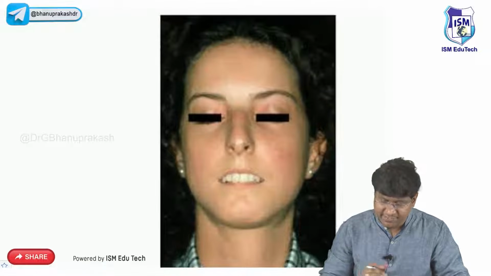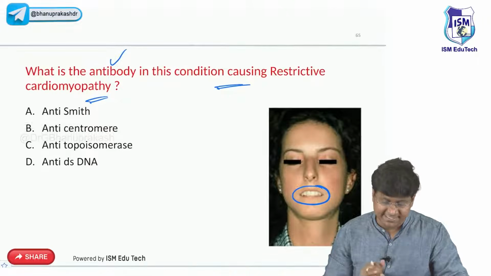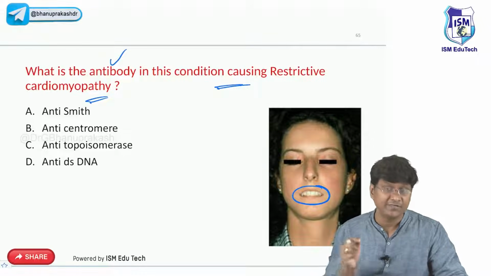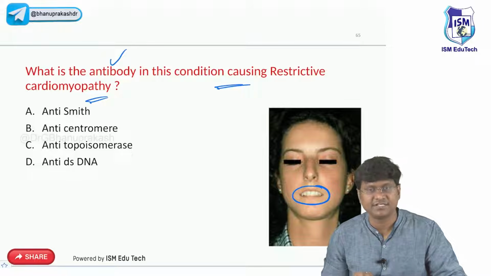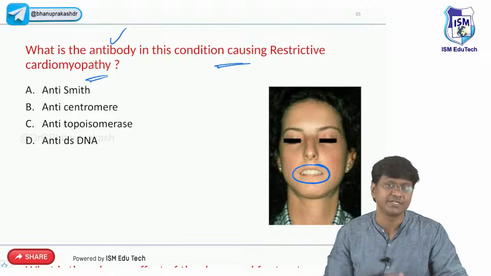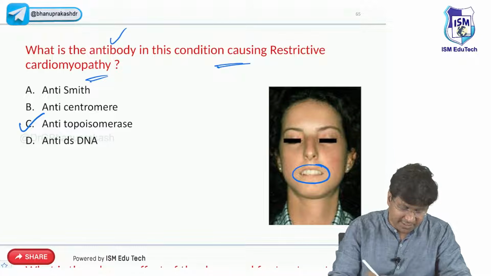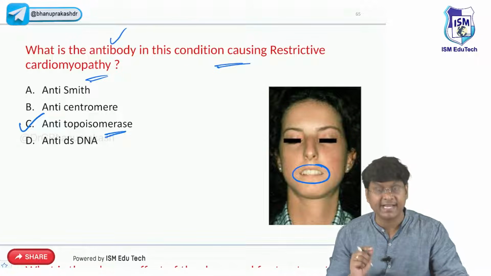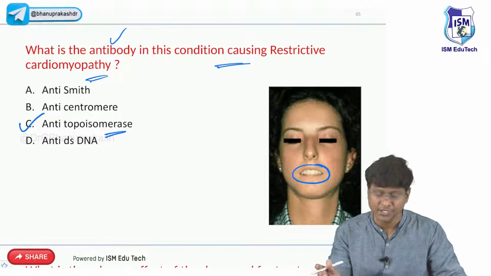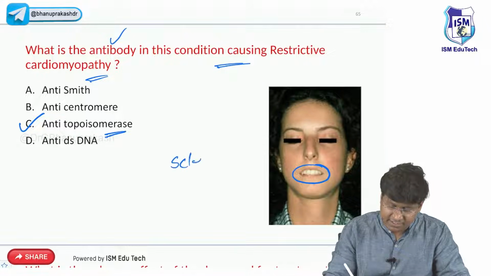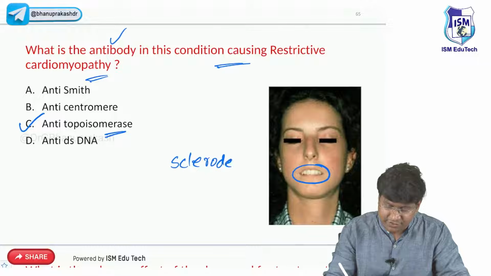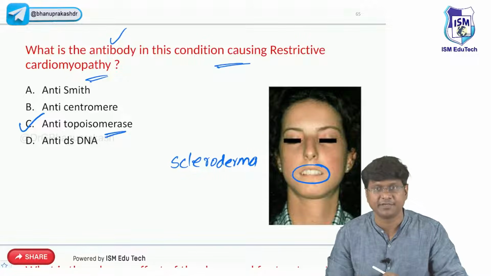So you can observe the image of this individual. The skin is completely tight and the individual is unable to open the mouth completely, that is microstomia. So this is a feature suggestive of scleroderma. And in which form of scleroderma can you have restrictive cardiomyopathy? That is diffuse scleroderma. In diffuse scleroderma, the antibody that you will have is the anti-topoisomerase antibody. So diffuse scleroderma is one condition which will be causing restrictive cardiomyopathy, right?